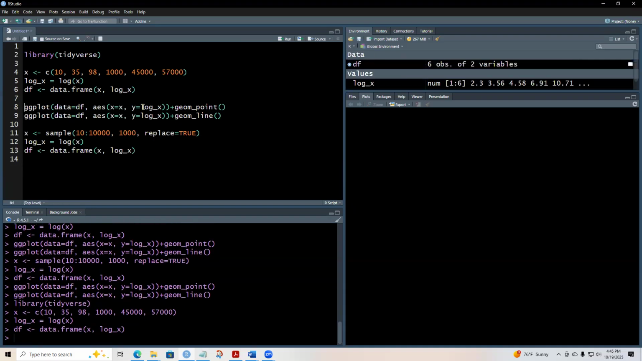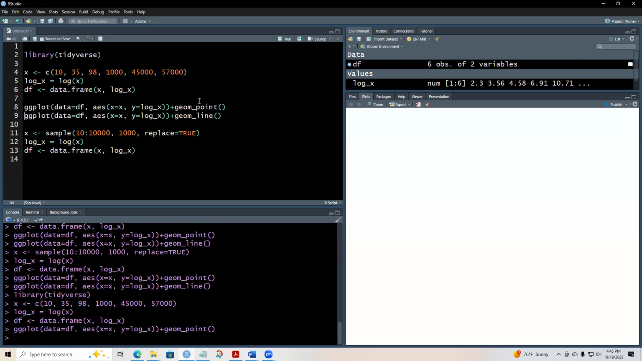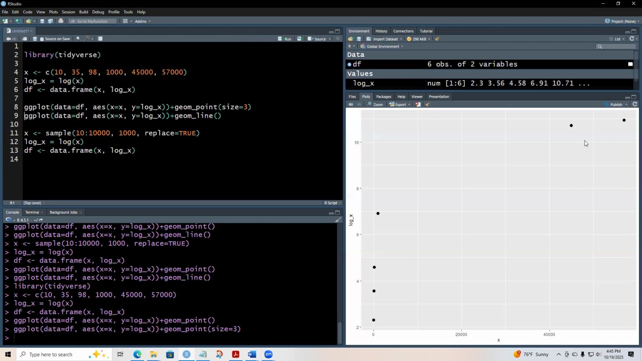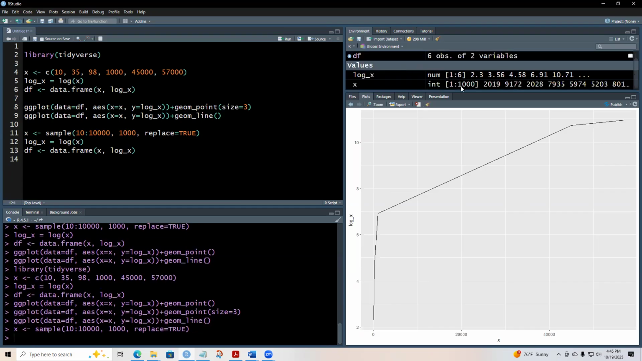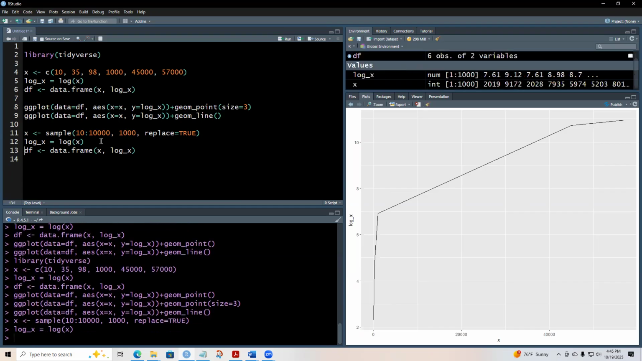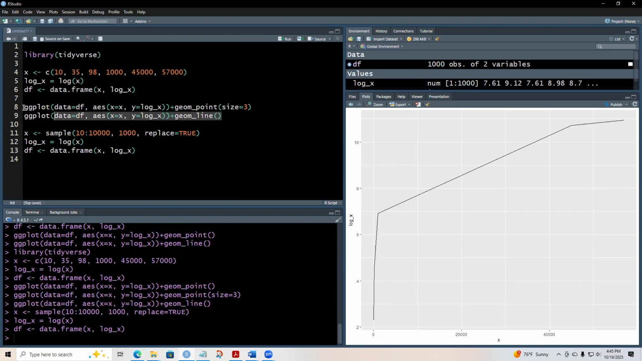And now we can use ggplot to plot the dots. Let's make the size equals 3, a little bigger, right? 1, 2, 3. You can see the shape like this. If we do geom line we can see the shape a little more clearly. And we'll see the shape even more clearly if instead of just having 6 points, we have 1,000 points. So let's make the x variable. Now we see it's 1,000 points long. We'll compute the log of x. We'll gather them in a data frame, and now we'll draw the ggplots for them.